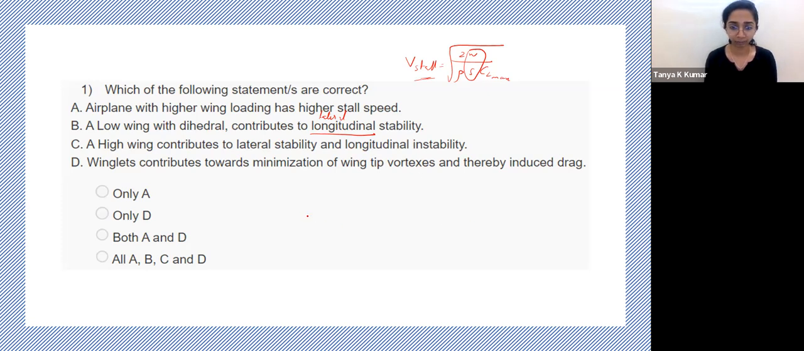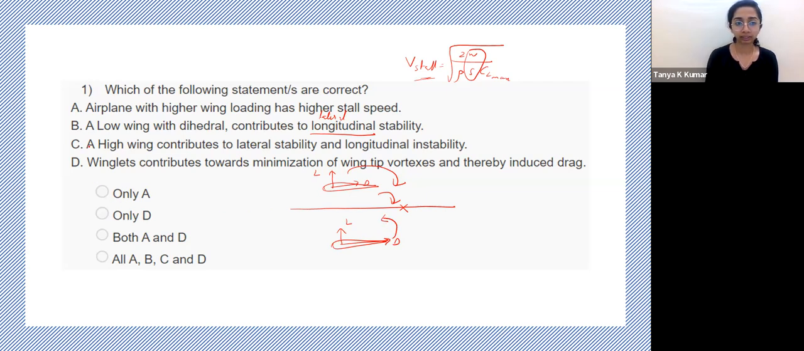Now in the previous class, we had seen that if we had a high wing configuration, if you have this as your fuselage reference line, and you have a high wing, the lift is produced here, the drag is produced here. This is the CG. So the lift contributes towards destabilizing. Drag also contributes towards destabilizing for a high wing configuration. If it is a low wing configuration, the lift continues to be destabilizing, but the drag contributes towards stabilizing.